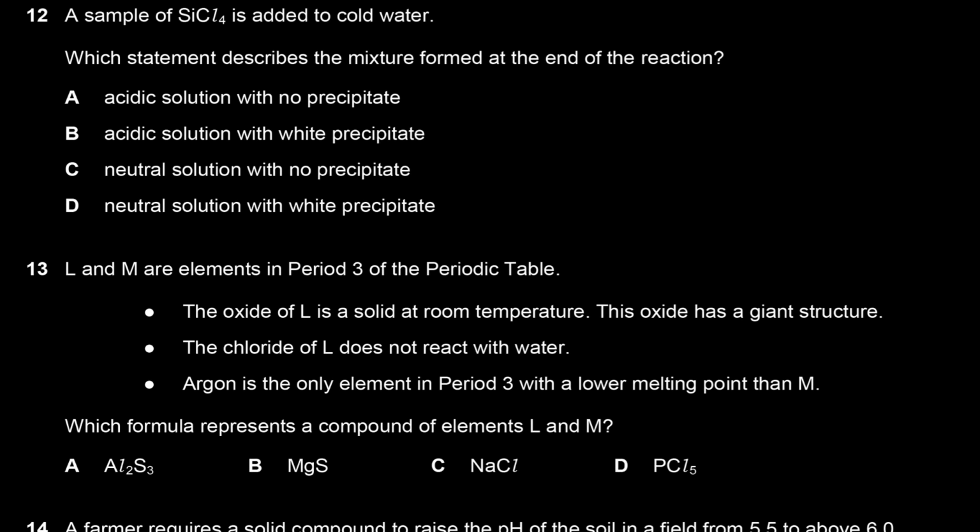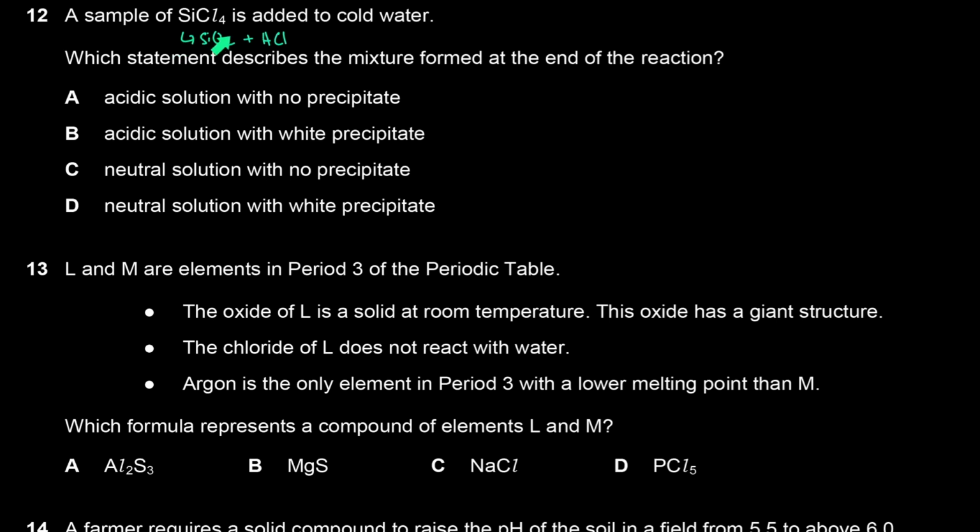A sample of SiCl4 is added to cold water. Which statement describes the mixture formed at the end of the reaction? Now we know that when SiCl4 reacts with cold water, it'll form an acidic solution. If you guys remember, the non-metal chlorides, period 3 chlorides, always form acidic solutions. What it forms is SiO2 and HCl. Those are your products.